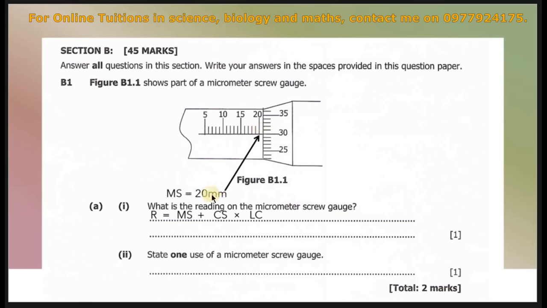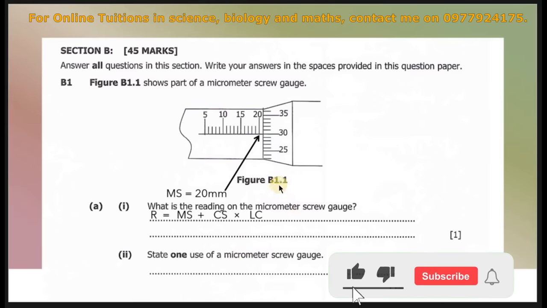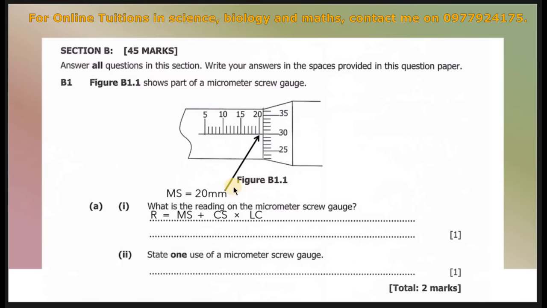Now, what would be the units? Millimeters. Whenever a micrometer screw gauge is given without units labeled on it, you must choose millimeters. It should be in millimeters. So it will be in millimeters, by default.